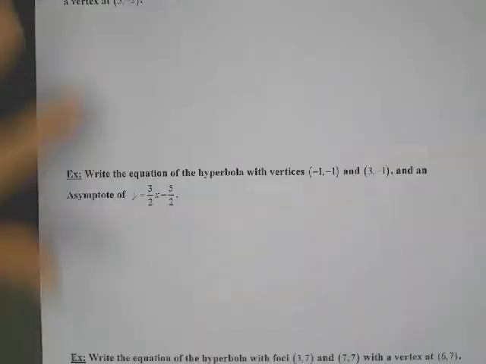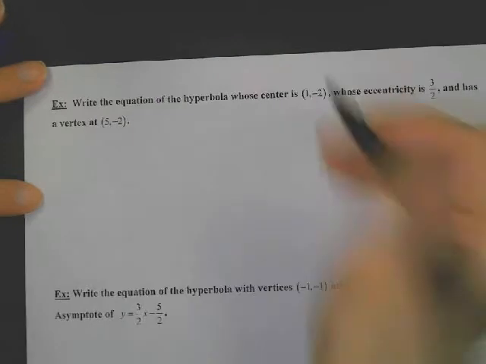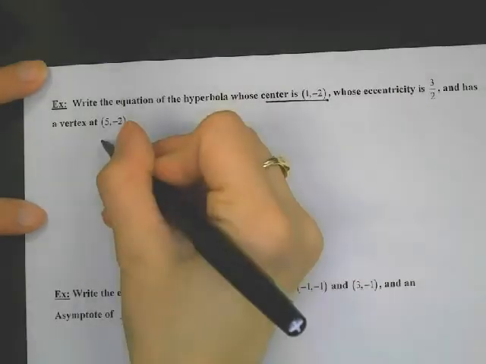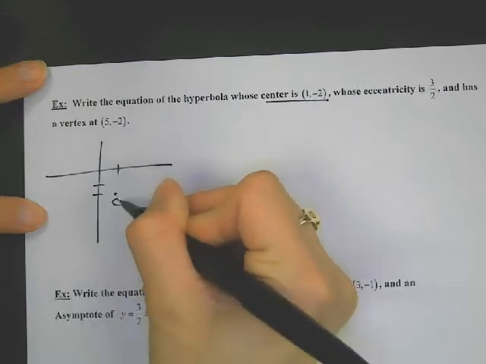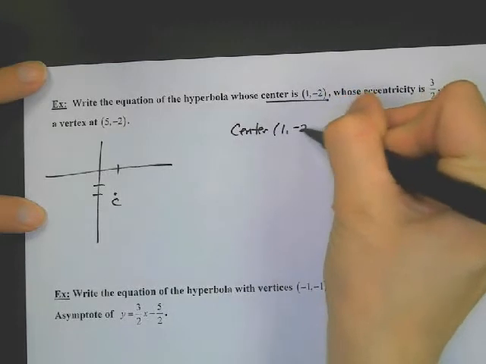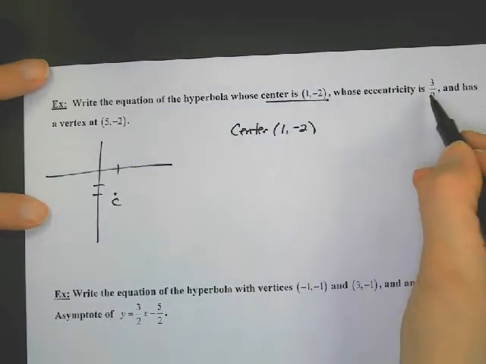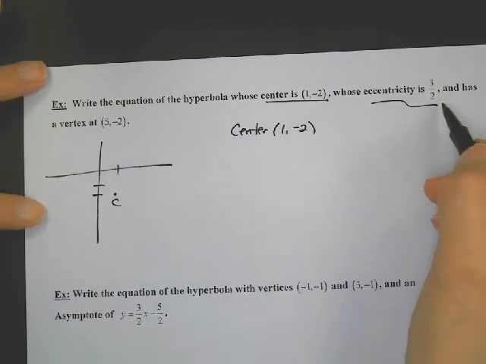Let's do a couple more of these little puzzles. I think these are kind of fun. Write the equation of a hyperbola. The center is at (1, -2). C for center. I'm going to write that fact down. That's one of the things we definitely need to know. Eccentricity is 3/2. I'll have to do some work with the eccentricity.